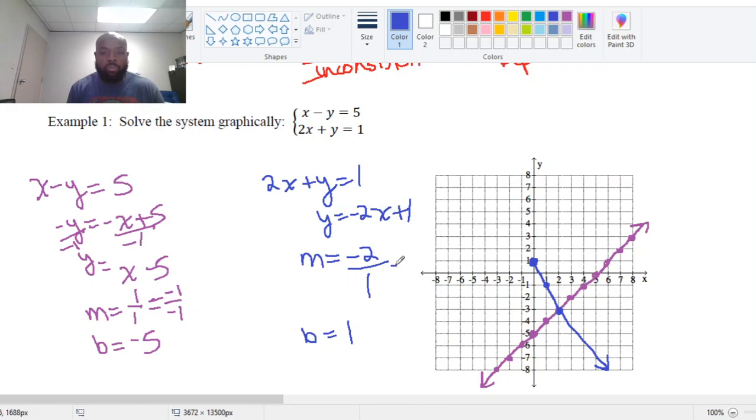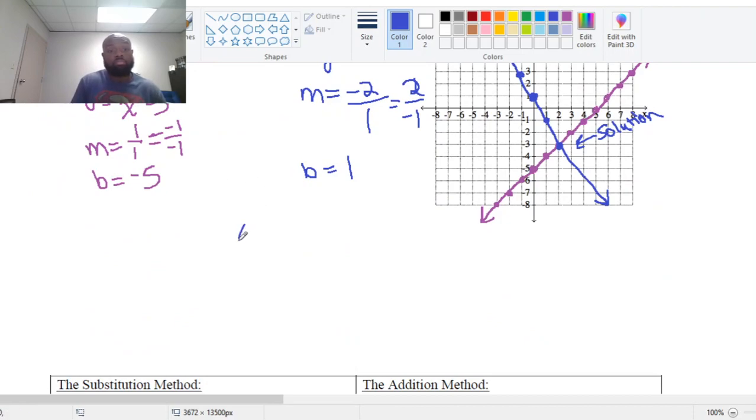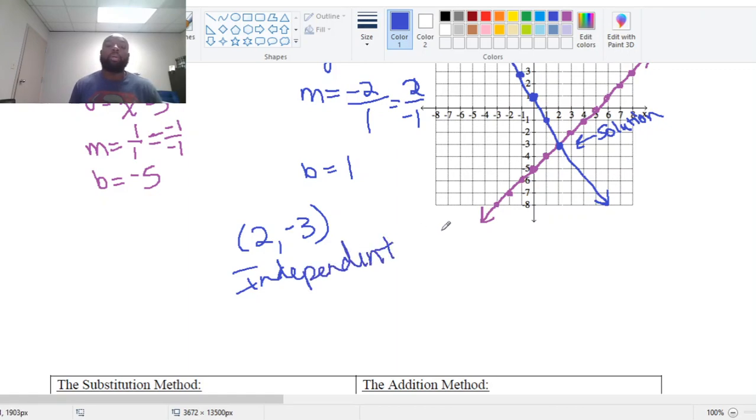But just so you know, this is the same thing as 2 over -1. So I can go up 2 and to the right 1, and I'll still be on that line. So in case you need to go in that direction, you can still do that. But here's my point of intersection. That's where my solution is. And so the solution is the point (2, -3). And so we know that these are independent equations, and I have a consistent system.